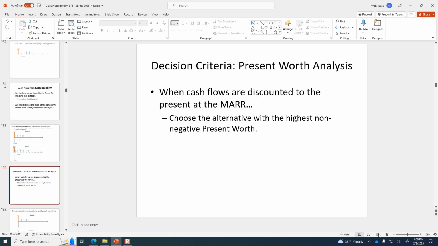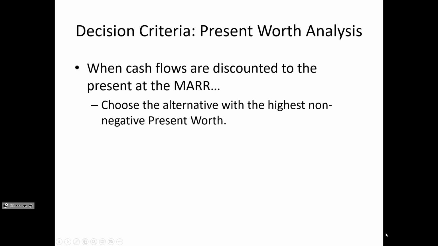So remember that an analysis means that you're comparing alternatives and you need to state the decision criteria in your solution. Do you have a question? Yeah, and it's not necessarily about the LCM, but it's about this. So we're choosing an alternative with the highest non-negative present worth, or we're choosing an alternative with the highest present worth, to determine which one's going to be more beneficial.